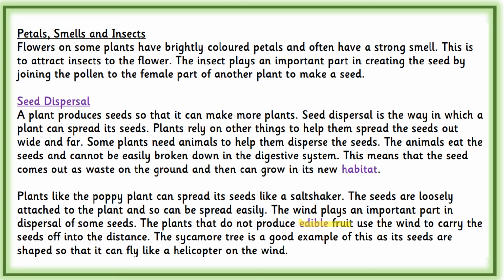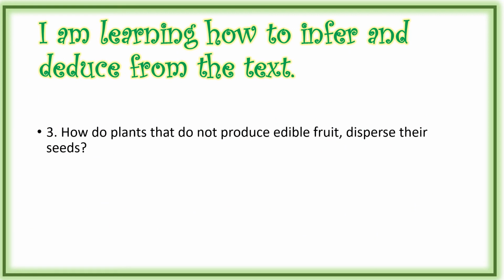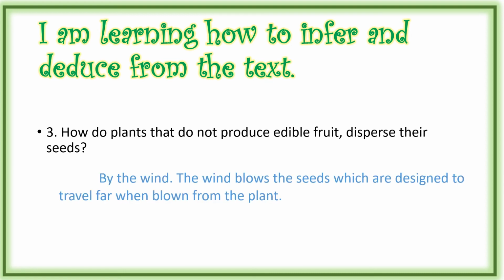Now remember our question was, how do plants that do not produce edible fruit disperse their seeds? Does this sentence tell us our answer? The plants that do not produce edible fruit use the wind to carry the seeds off into the distance. Let's have a look at our question again. Our question was, how do plants that do not produce edible fruit disperse their seeds? Our text told us. It was by the wind. The wind blows the seeds which are designed to travel far when blown from the plant. Well done. You did really, really well.